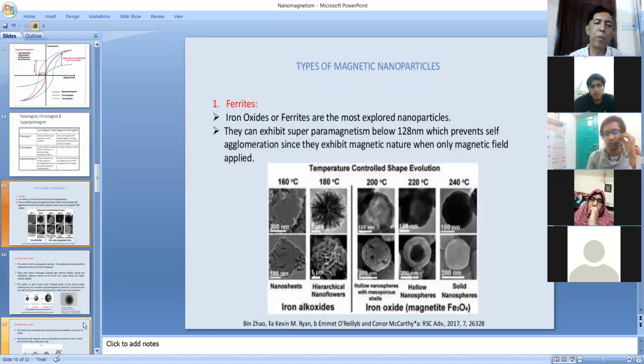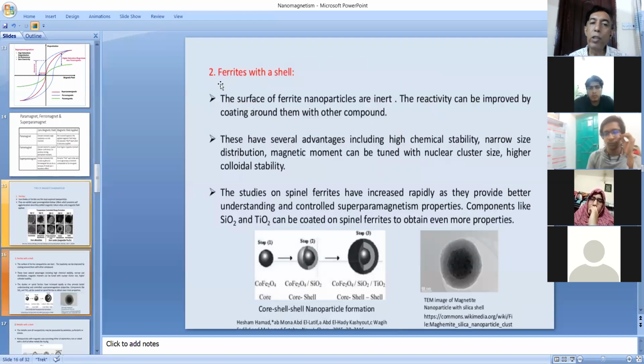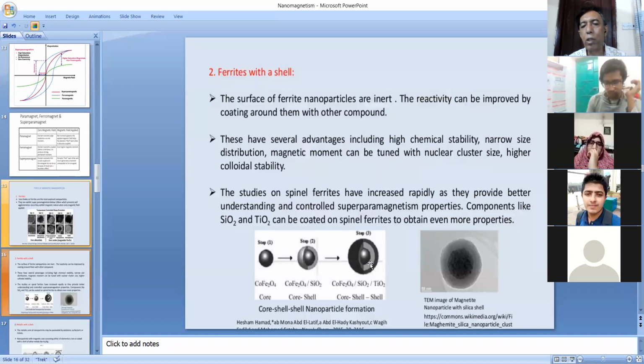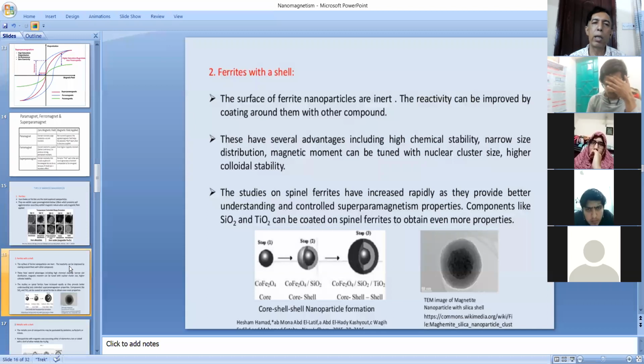There are other nanoparticles also, ferrites with a shell. That means these are the ferrites, and outside them, the surface of ferrite nanoparticles are inert. Their reactivity can be improved by coating around them with other compounds. That means you can keep the ferrites inside this, and you can coat this substance with other compounds. These are another type of iron oxide.